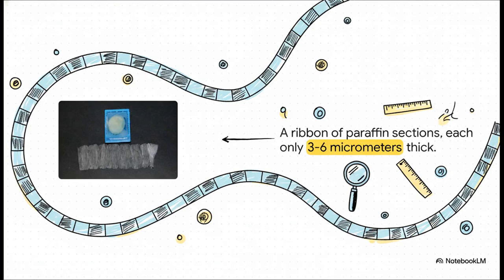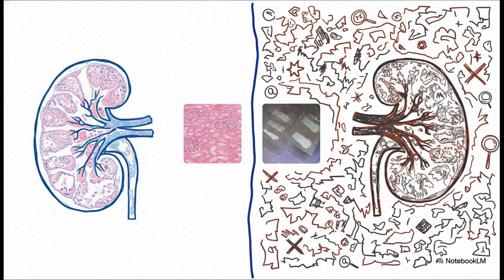The goal is to create something that looks just like this, a perfect, unbroken ribbon of sections. And get this, each individual slice is only about 3 to 6 micrometers thick. That is significantly thinner than a single strand of human hair. It's a real display of skill. And this slide right here shows you the difference between getting it right and getting it wrong. On the left, you see that beautiful, clean section. Everything is clear. On the right, it's a mess of folds and tears. Those artifacts can actually hide the very cells the pathologist needs to see, and that can have serious consequences.